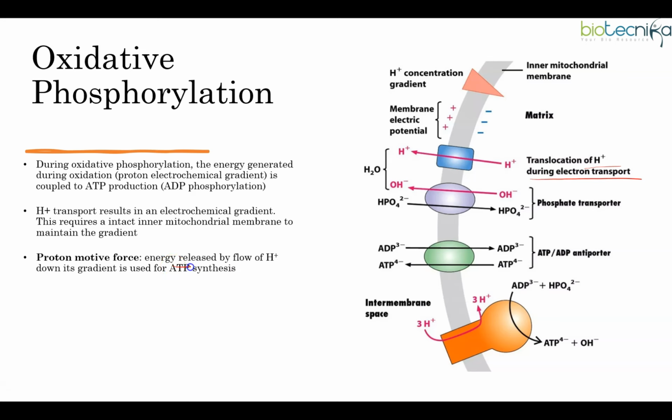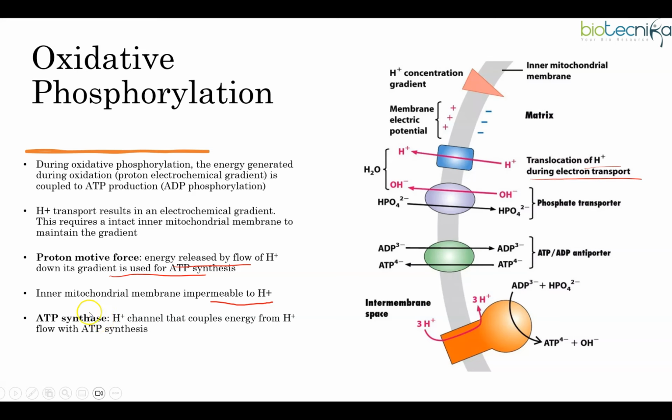So the proton motive force, the energy released by the flow of H+ down its gradient, is used for ATP synthesis. The inner mitochondrial membrane is impermeable to H+, so it goes through this ATP synthase, right? So this is an H+ channel that couples energy from H+ flow with ATP synthesis. With every 3 protons transferred through the ATP synthase, 1 ATP molecule will be generated.